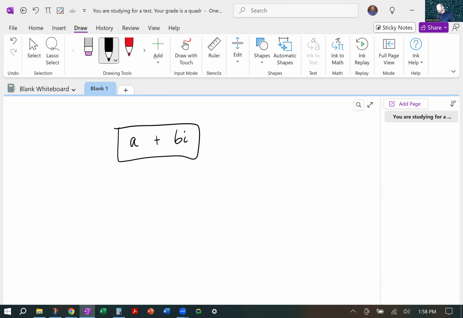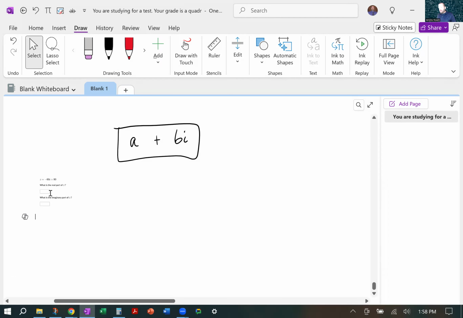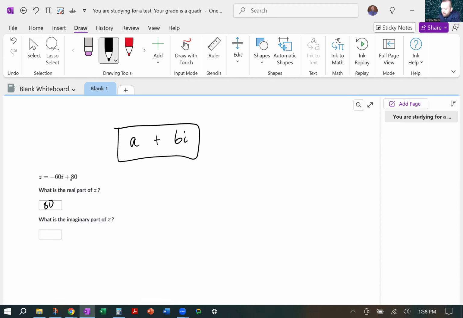If we look at our first example on complex numbers here, they actually tell us bi first. It says, what's the real part of z? It says, what's the real number part of z? Well, the real part is just 80. And the imaginary part of z is the negative 60i. That's all one term there.